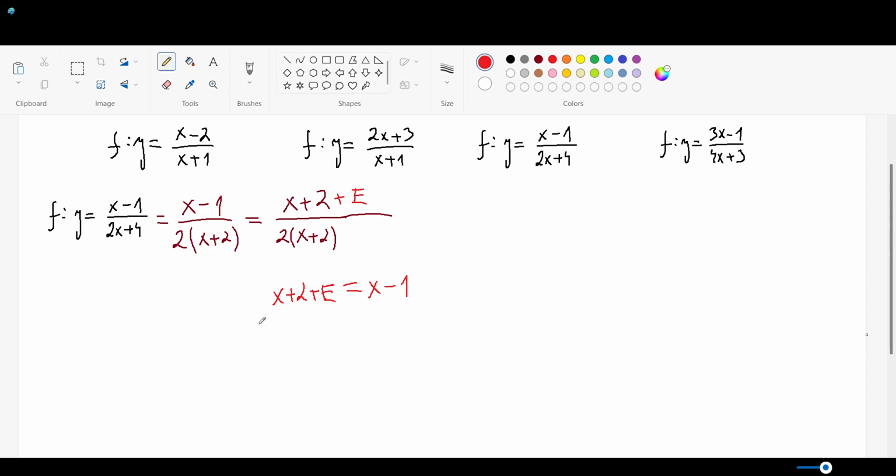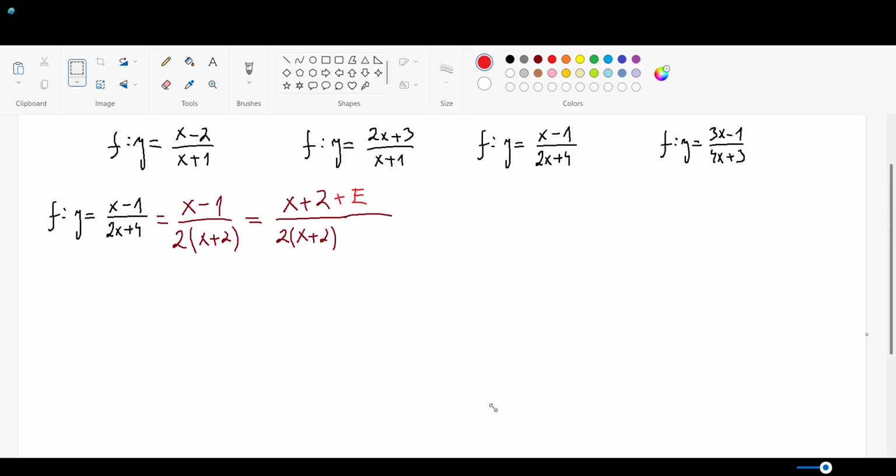This is good news because we will get rid of x's again, and it will lead us to the equation 2 plus e equals negative 1. So e must be, and I think it's really clear, negative 3. Okay, this is something I just said a couple of seconds before. So though we did plus e, and as e is a negative number, this will lead us to something like that.